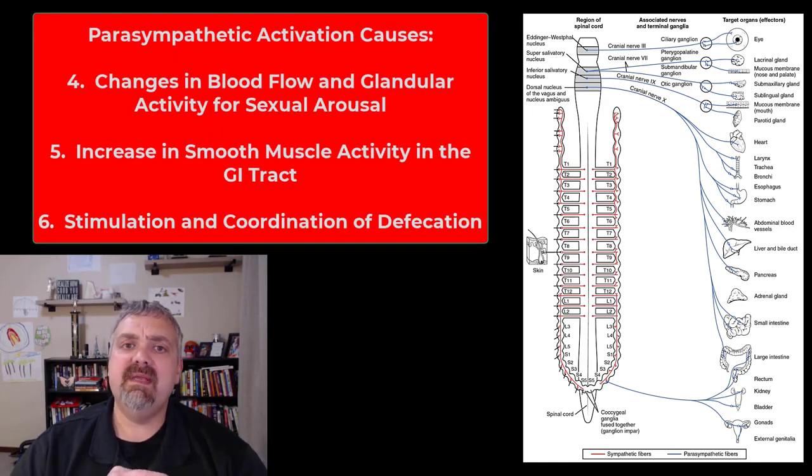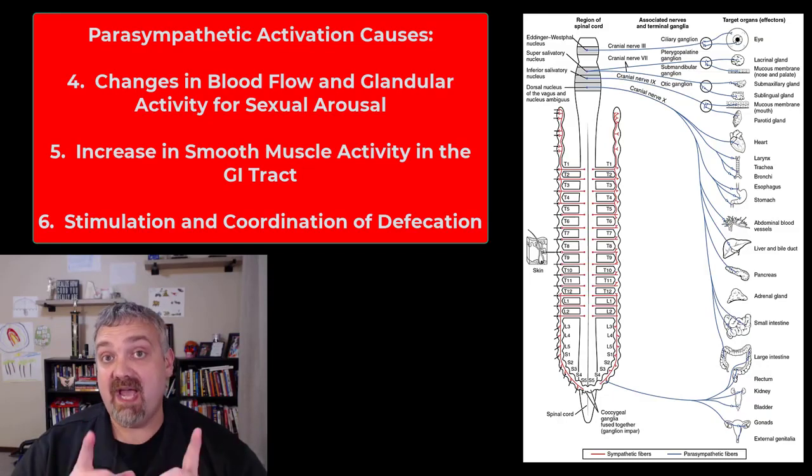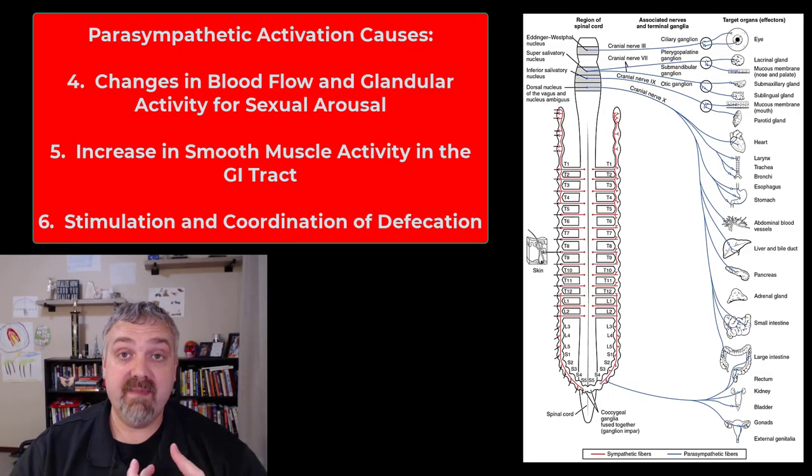Number four would be changes in blood flow and glandular activity associated with sexual arousal. So sexual arousal in both males and females is a parasympathetic response, which is why you need to relax. The parasympathetic nervous system is needed for a man to achieve an erection. But remember, ejaculation is going to be a sympathetic response.